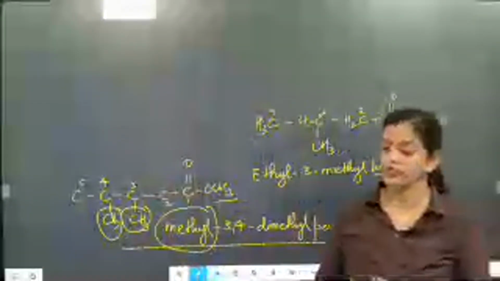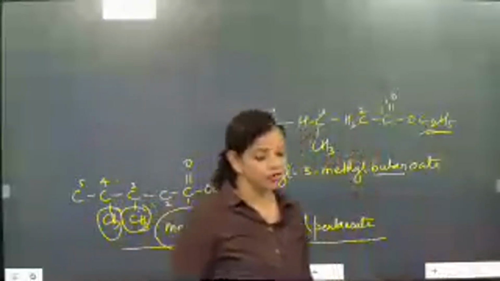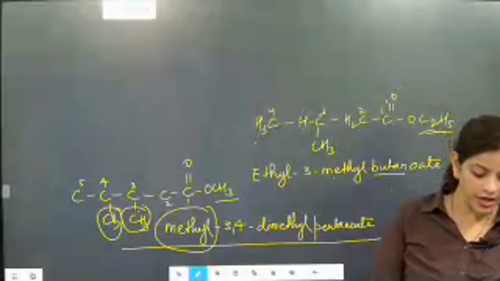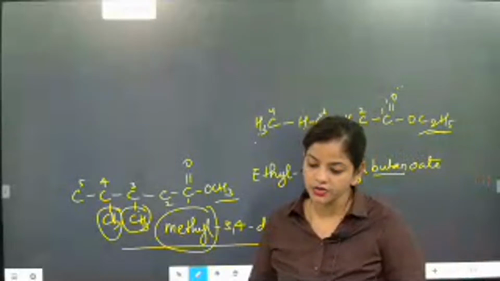Now we have finished two functional groups: one is ester and the second is carboxylic acid. Understood? Aldehyde is left, then ketone, alcohol, and ether I will also take, and haloalkanes I am also going to teach. Understood?